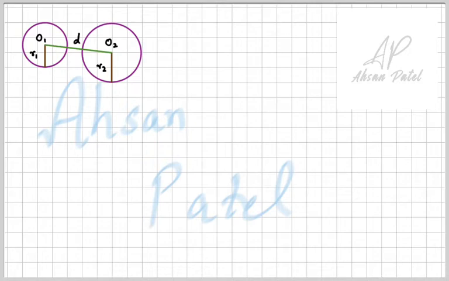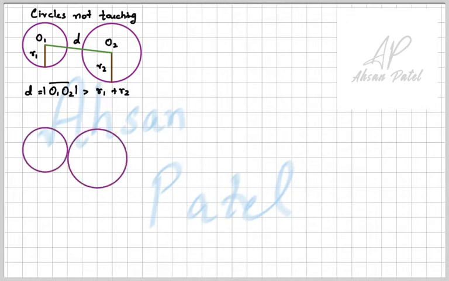So we can say the distance between the centers, let's say O1 and O2 distance, is greater than R1 plus R2. We can clearly see from the diagram that the centers are far. The distance between the centers is more than the sum of the radii. So I can say that the circles are not touching in the first case and the distance between the centers will be more than the sum of their radii.